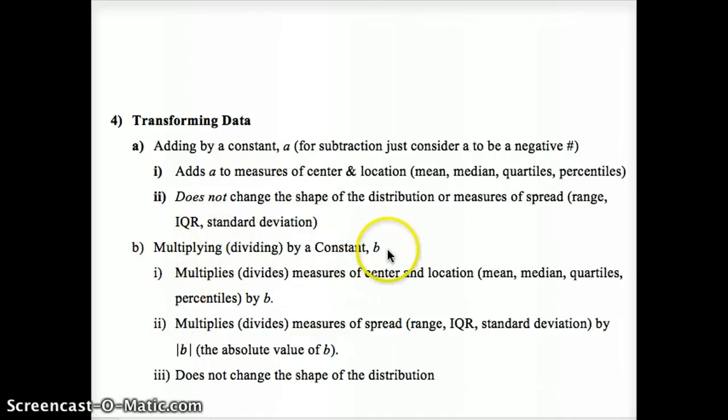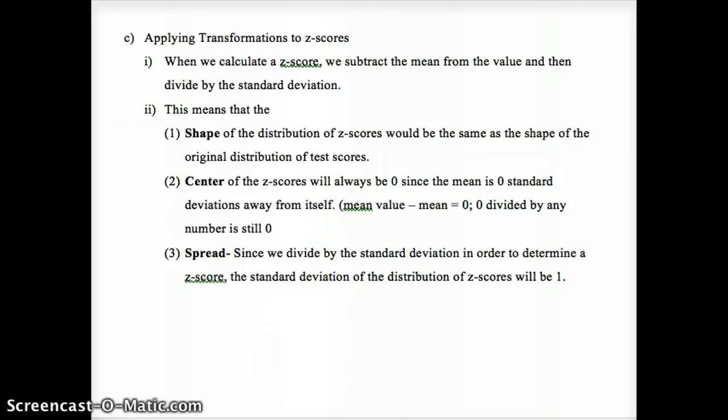If we're multiplying by a constant, we're multiplying those measures of spread. So if my standard deviation was 3 and I multiplied every number by a constant 2, then I'd multiply my range, IQR, and standard deviation all by the number 2. So keep in mind those rules if we transform a data set.